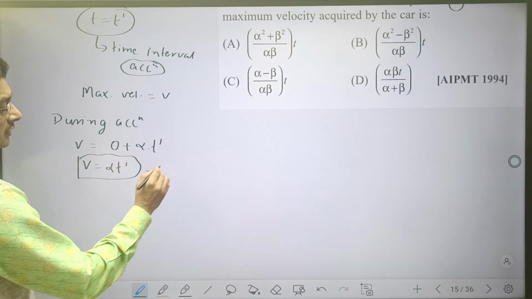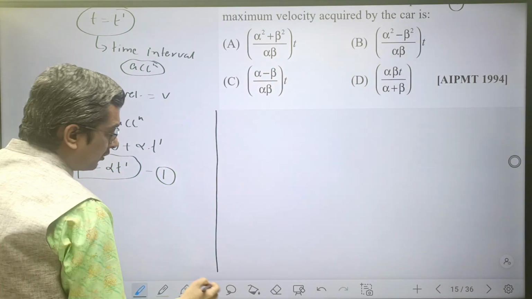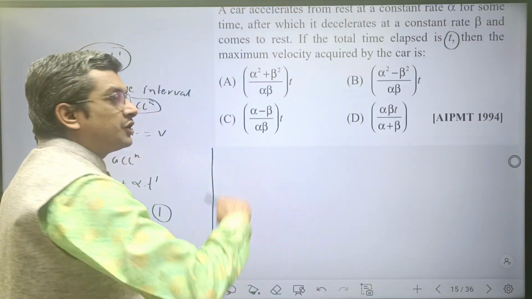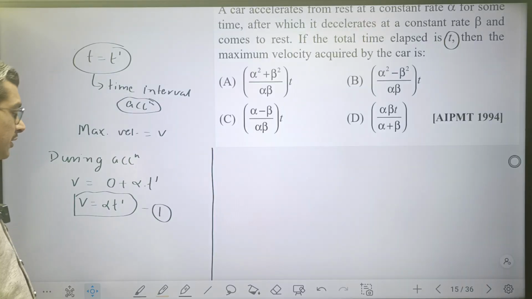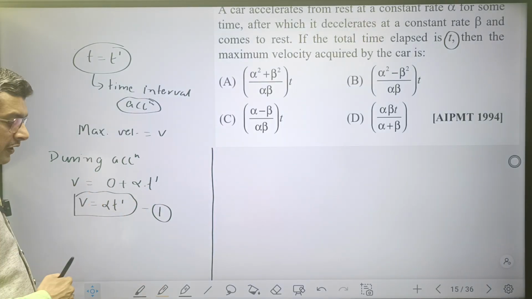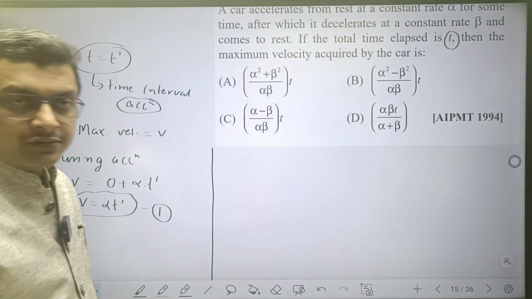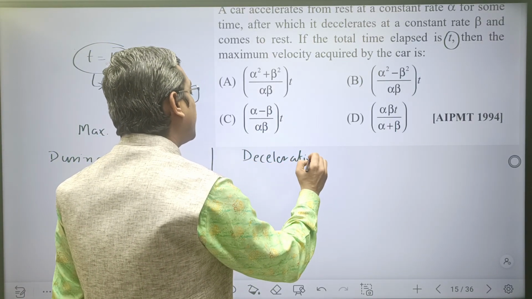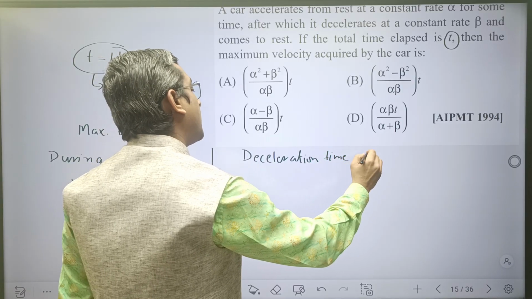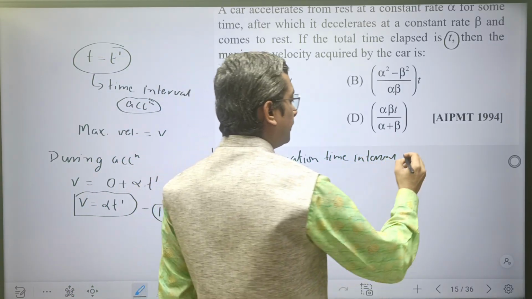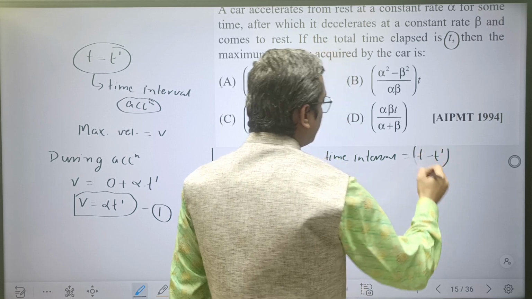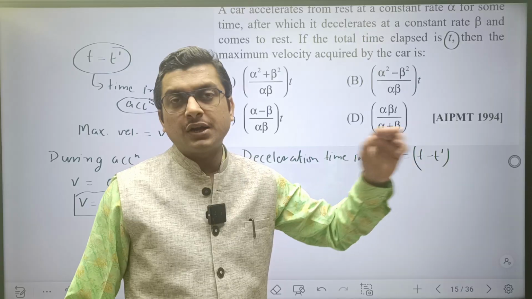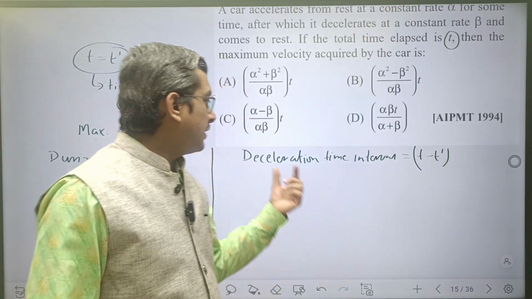Now we have to find the expression for maximum velocity, and for that we have to find the value of t dash. Now dear student, the total journey time of the car is t. The first part of the journey is acceleration, and we take that time interval to be t dash. So the deceleration time is given by the total journey time minus the time interval for which it is accelerating. So the deceleration time is t minus t dash, where t is the total time of journey and t dash is the time for which the car is in acceleration.